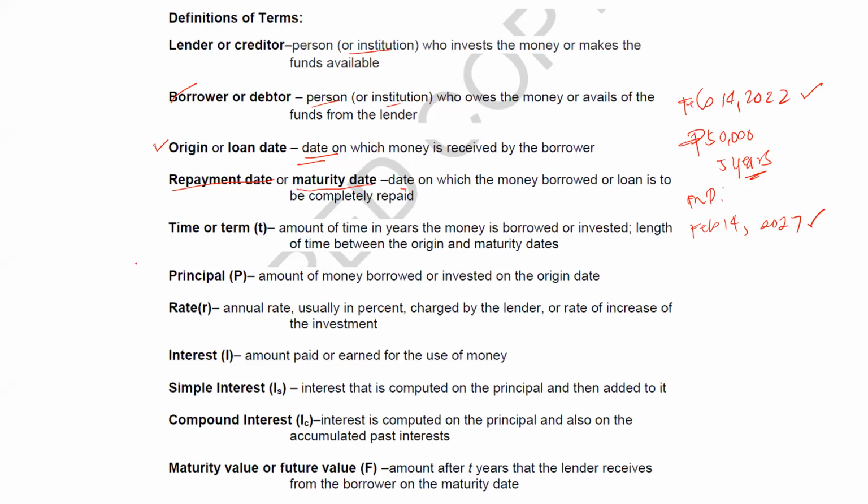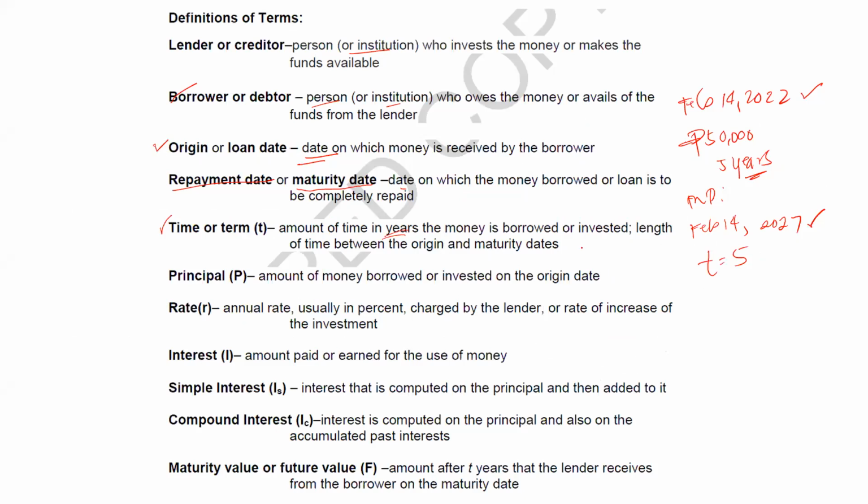Now, ang term naman or the time, denoted by small letter t, this is the amount of time in years. Take note, t is in terms of years. The money is borrowed or invested. Length of the time between the origin and the maturity date. So in this example, ang term natin dito is 5 years.